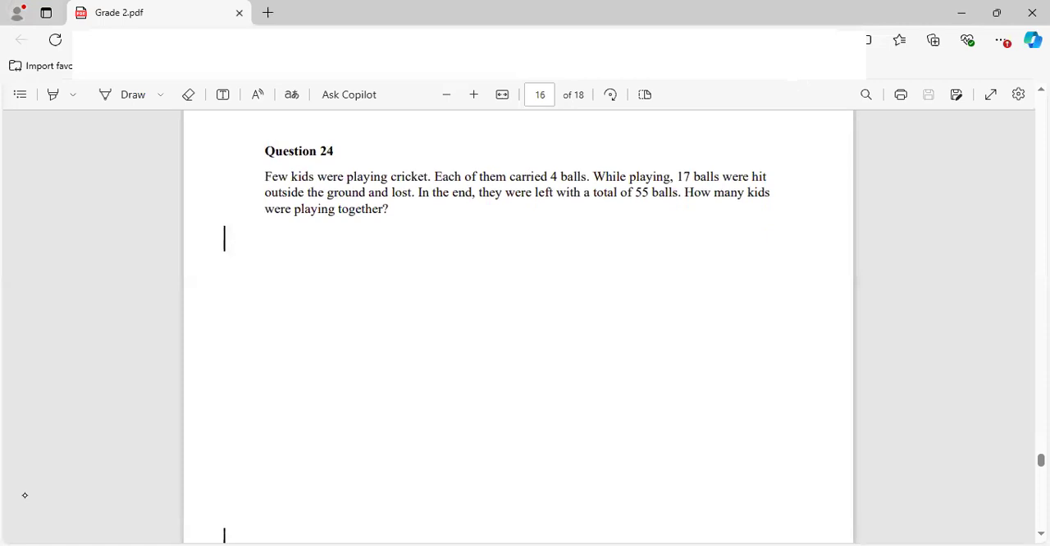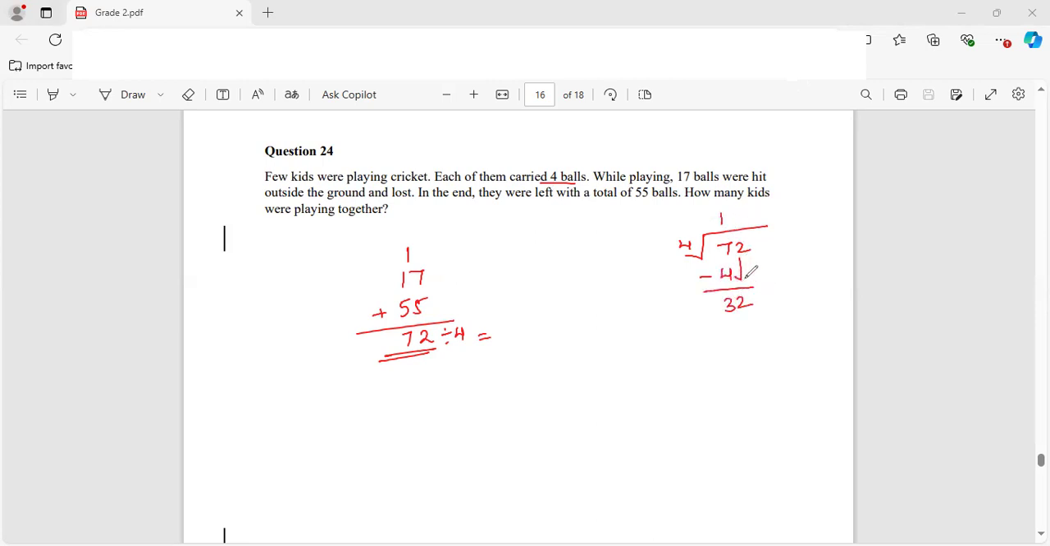Question number 24. Few kids were playing cricket. Each of them carried 4 balls. While playing, 17 balls were hit outside the ground and lost. And in the end, they were left with 55 balls. So total balls that they had was 55 plus 17, which is 72. Now, each of them had carried 4 balls, so we divide 72 by 4. 4 times 1 is 4, you get 32, so 8 fours are 32.